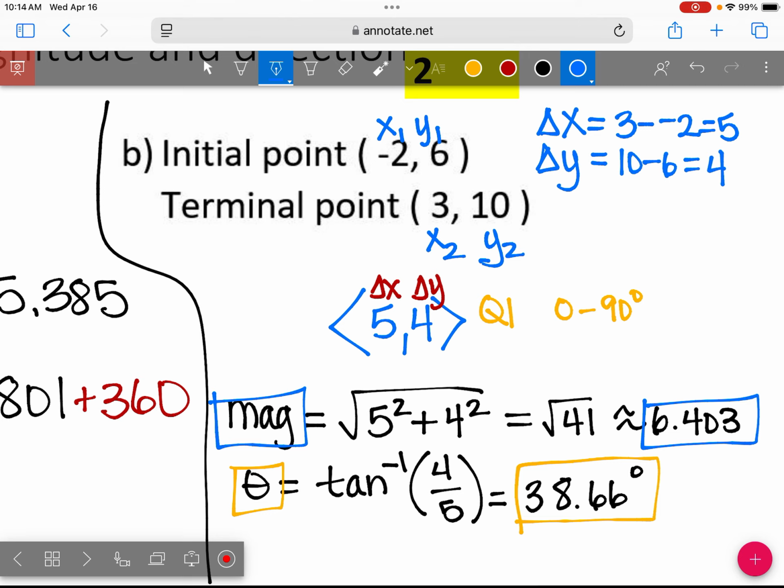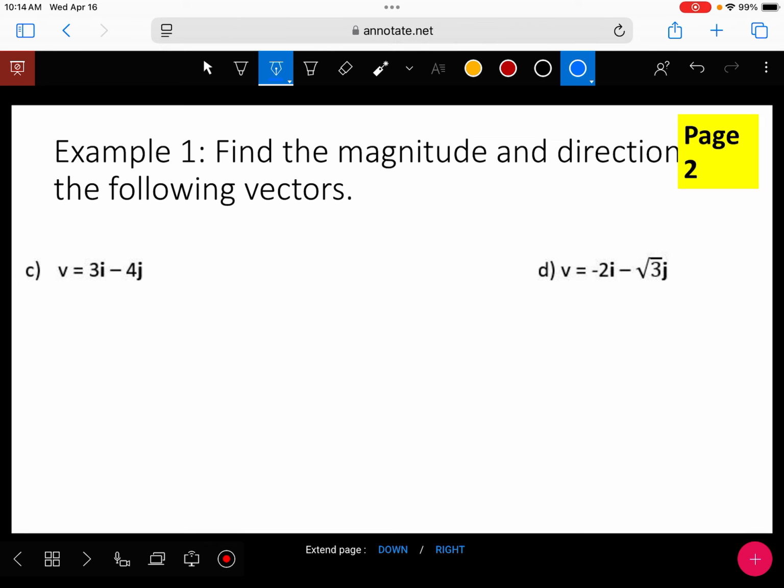All right, let's look at C and D. So notice in example C, we're using i and j. Just know that i, that is our symbol for delta x, and j, that's our delta y. So when I write it in my component form, my delta x is 3. And my delta y is negative 4. All right, take a moment and try to find your magnitude and direction.